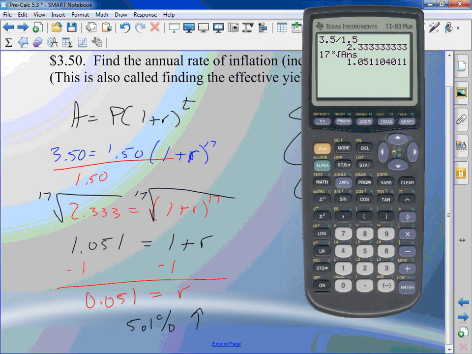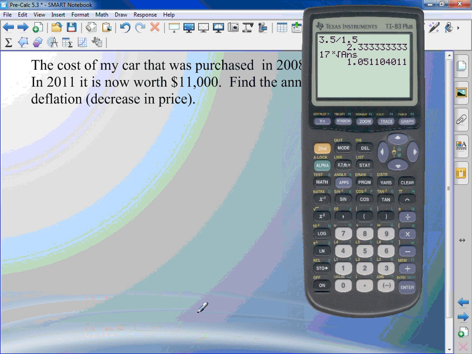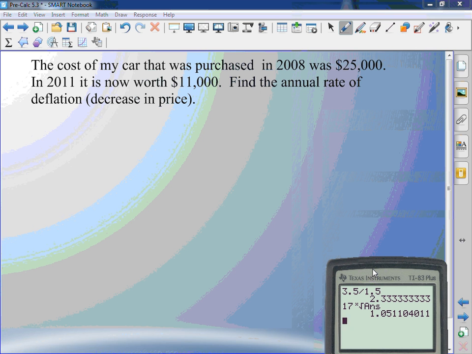Do you see how we work through this? The cost of my car, when I bought it in 2008, was $25,000. Now, it's worth $11,000. Whenever you buy a car, the first thing, you take it off the lot, it starts losing money. How much did my car decrease in value, percent-wise? I want to see if you can figure this one out.